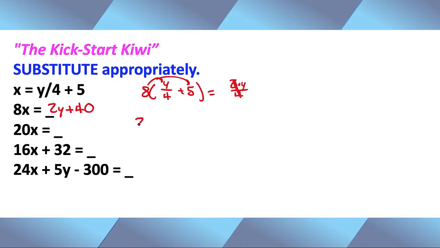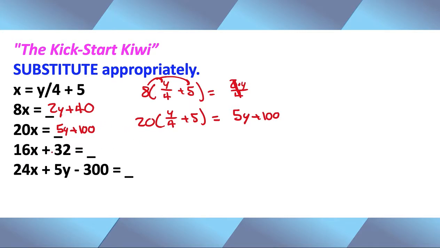The next one's going to be 20 times x. Well, x equals y over 4 plus 5. There we go. So 20 divided by 4 would give me a 5y. And then 20 times 5 is a plus 100. So my answer right here would be 5y plus 100. Again, I think the directions in Schoology say type it without spaces. So you would just type 5y plus 100, no spaces.